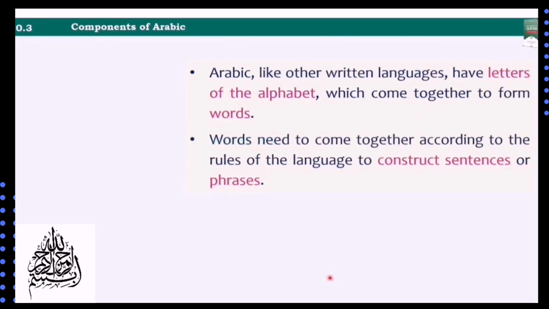We're going to take an overview of the Arabic letters. Arabic, like all other languages, has an alphabet, and these letters are then joined together to form words, and then come together to form sentences or phrases. So we're going to look at an overview of the Arabic alphabet.